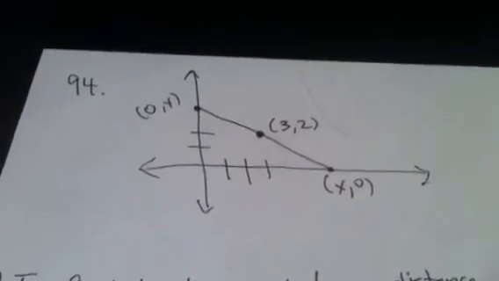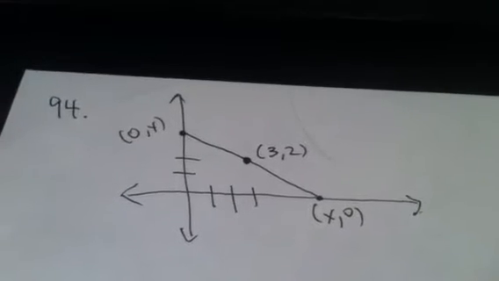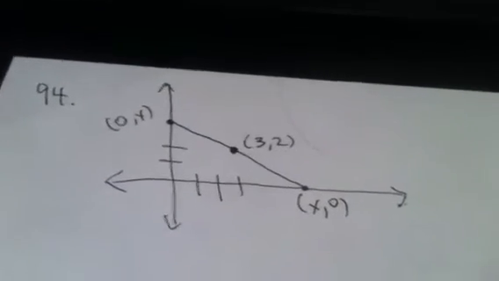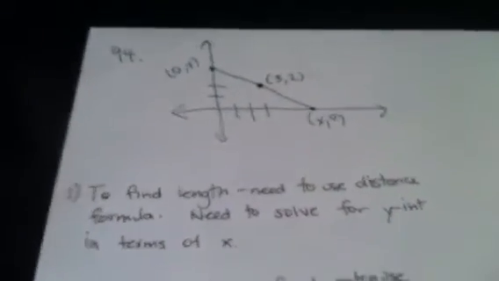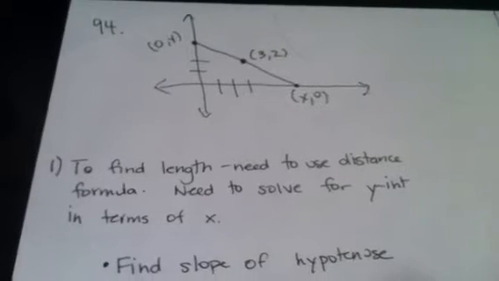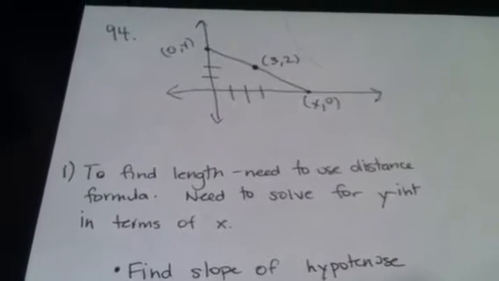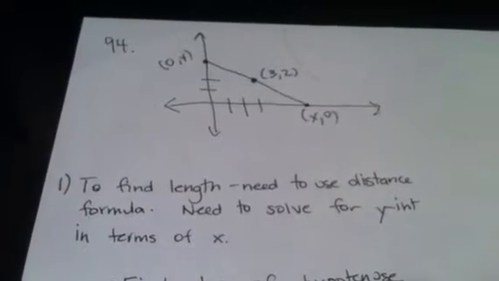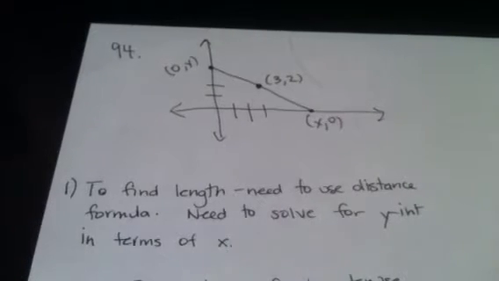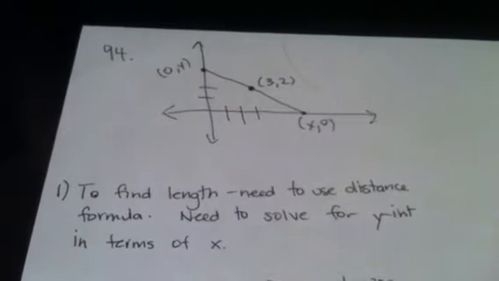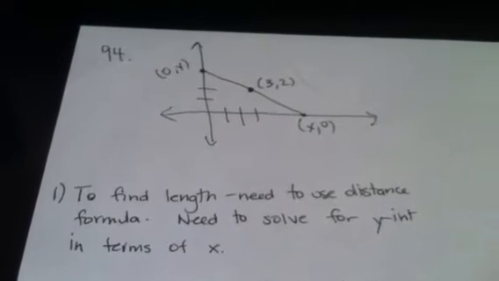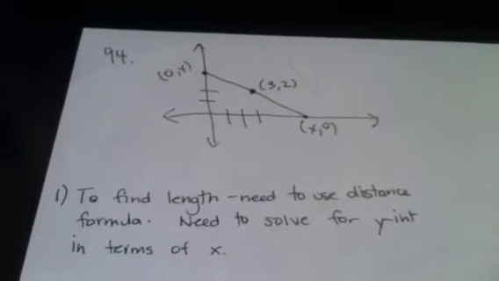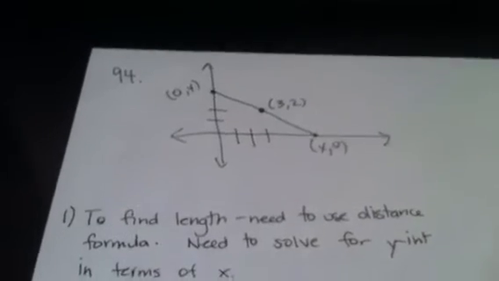So for 94, we want to find the length of the hypotenuse of the right triangle as a function in terms of x. So the first thing that we need to do to find the length is use the distance formula, and we want it all in terms of x. Well, right now, the two endpoints, (x, 0) and (0, y), are the x and y intercepts. One's in terms of x and the other's in terms of y. So we need to get the y-intercept written in terms of x.